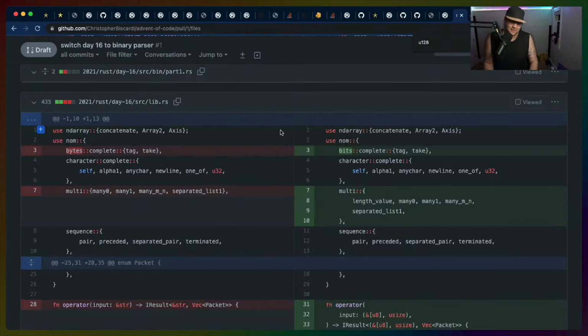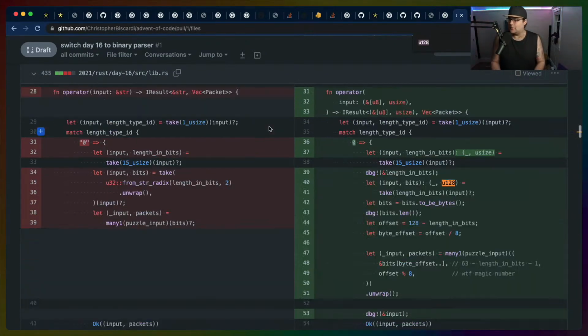The lib.rs is apparently a large diff, so it wasn't rendered.